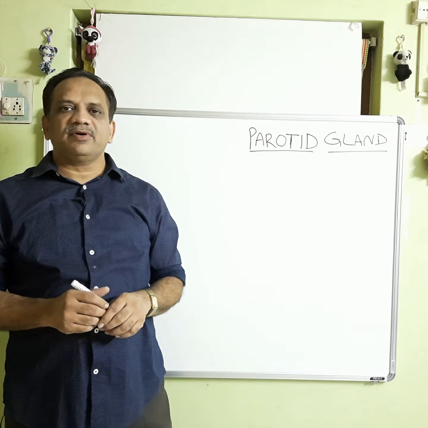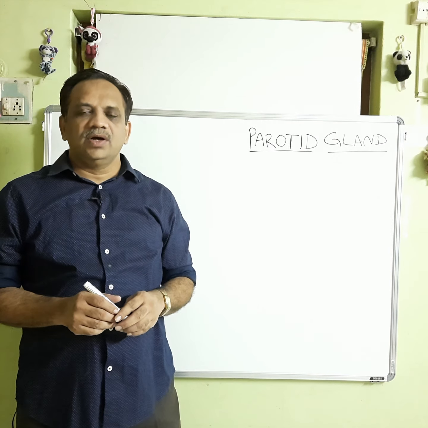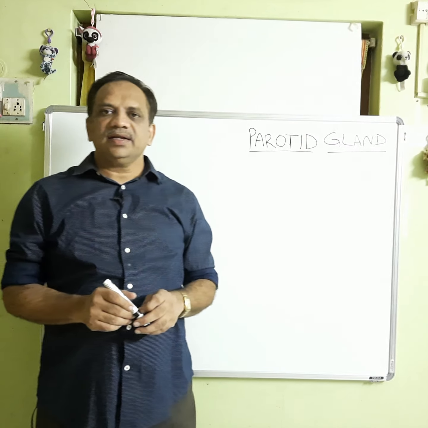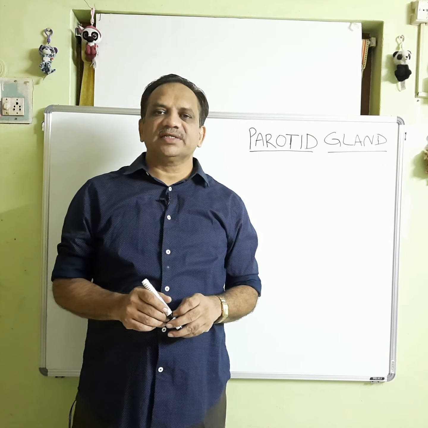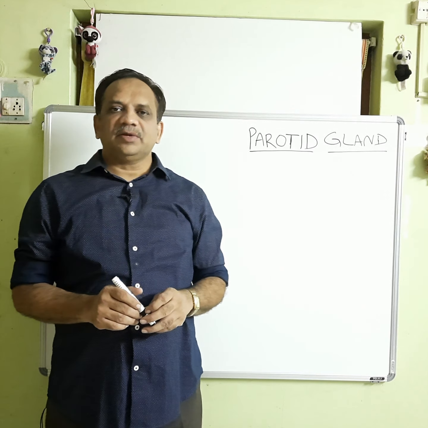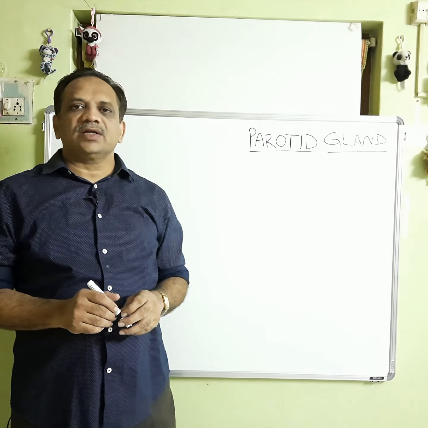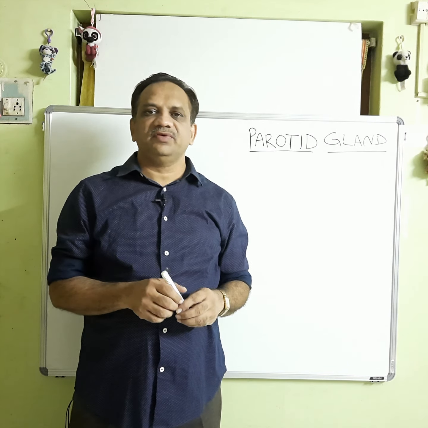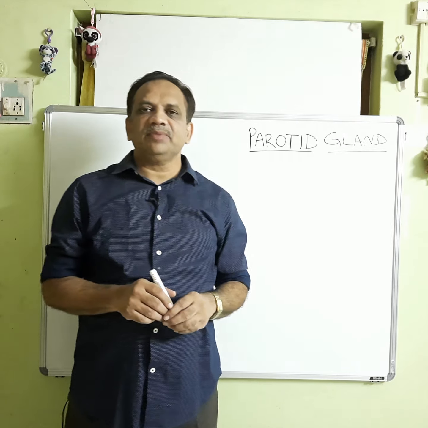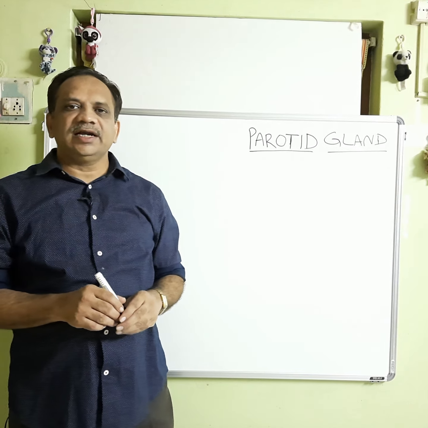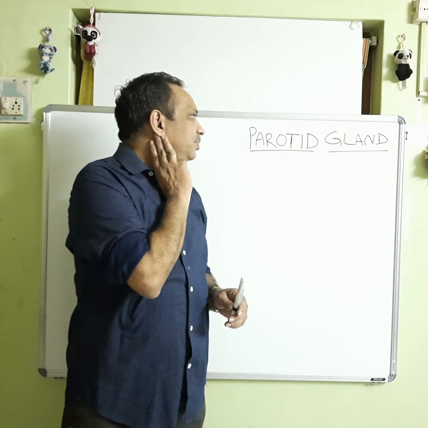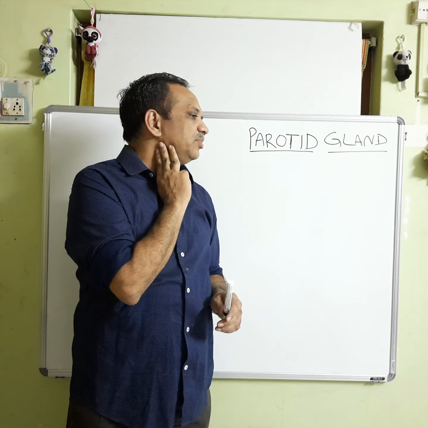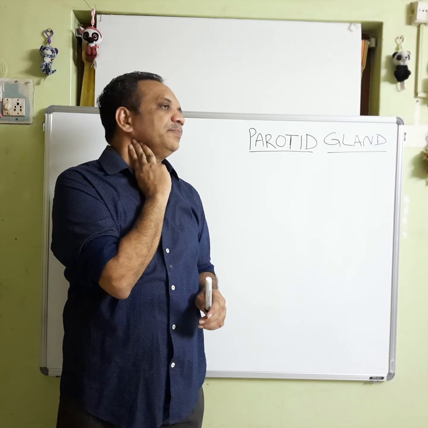Today we will learn about the parotid gland. You all know the parotid gland is the largest of the three pairs of salivary glands present in our body. There are two parotid glands, on either side of the face. They are present in the parotid region. The parotid region is the space below the external acoustic meatus and behind the mandible.